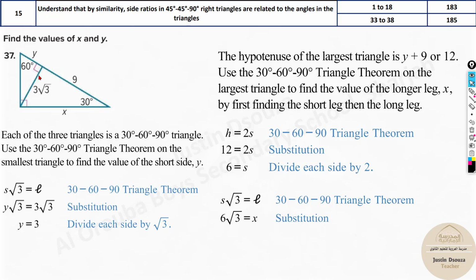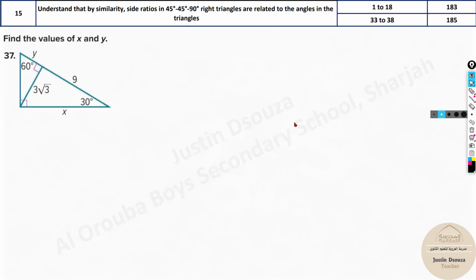In this triangle over here, 3 root 3 is the S value. Let me just do this because it might lead to confusion. Now here I will consider this 30 degree, opposite to that is S. And this is 60 degrees, this is 90 degrees, right? This is L.